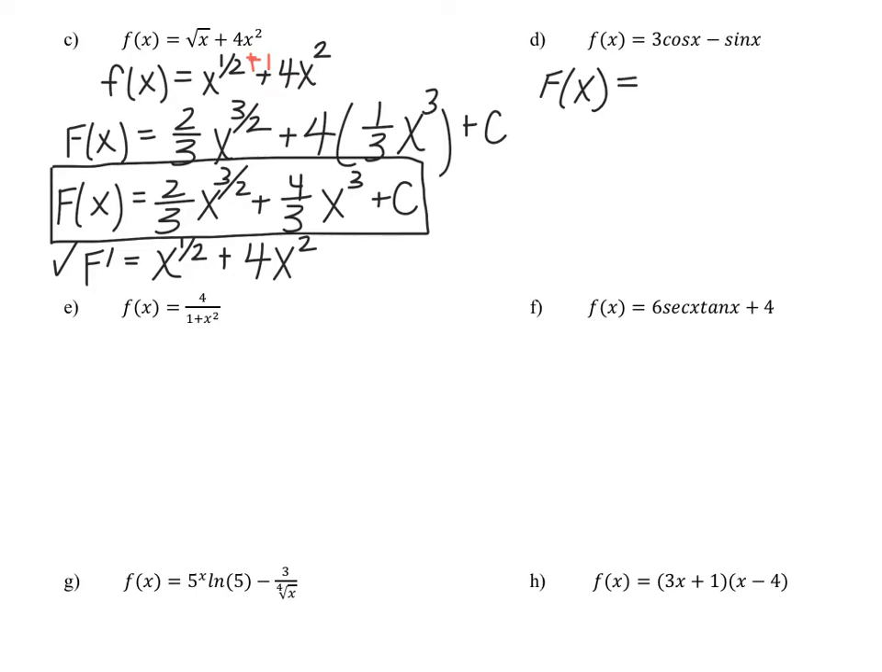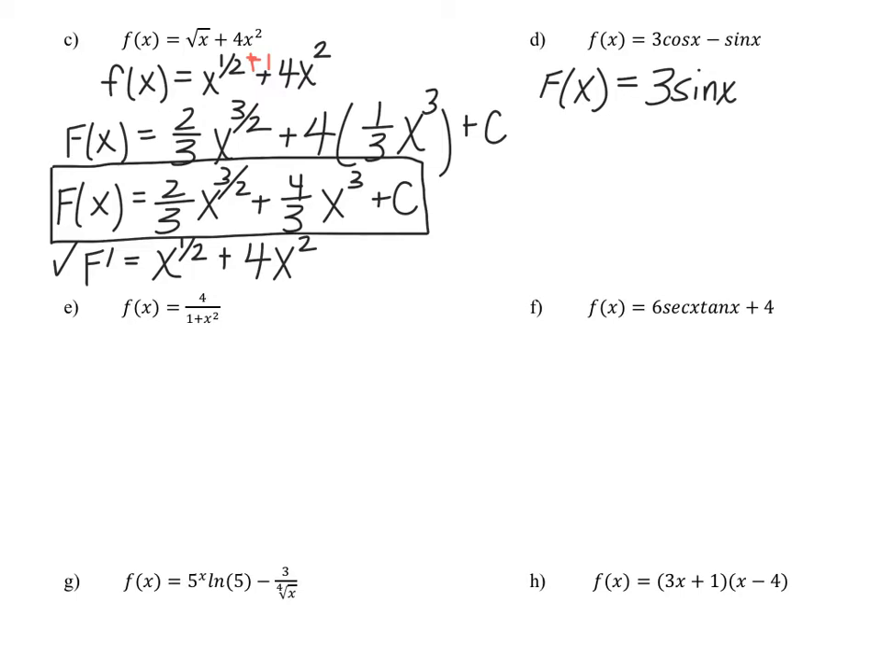So remember, the first term is 3 cosine x, so I'll just leave the 3 as my coefficient, and I have to think to myself, what function had a derivative of cosine? And the answer to that is sine. The derivative of sine of x was cosine of x. So therefore, the antiderivative of cosine x will give us sine of x.